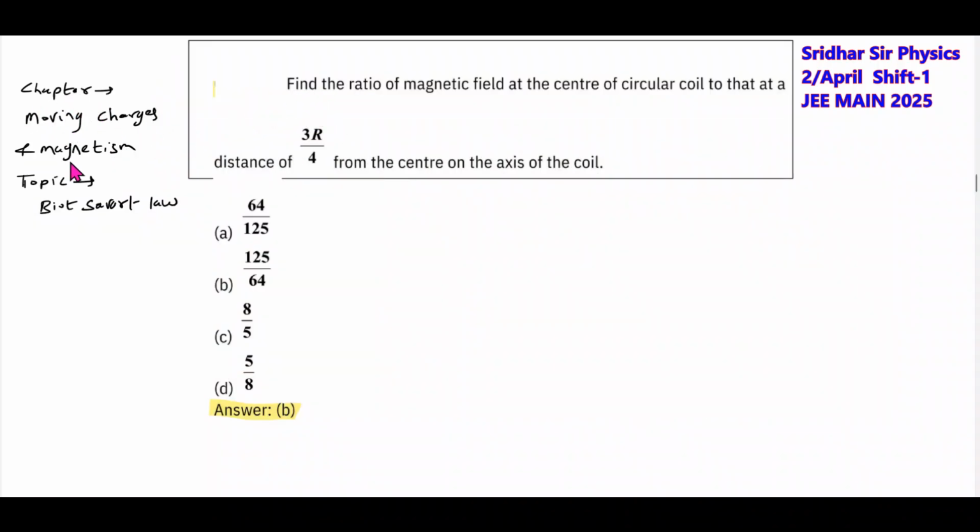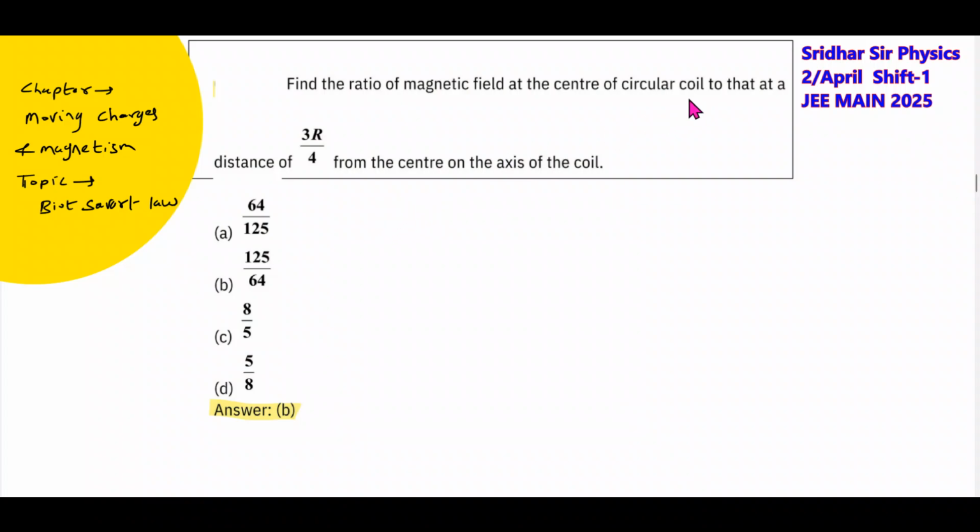The chapter name is Moving Charges and Magnetism, and the subtopic is the Biot-Savart law. The question asks to find the ratio of the magnetic field at the center of a circular coil to that at a distance 3r by 4 from the center on the axis of the coil. So we have to directly take help of the basic Biot-Savart law.